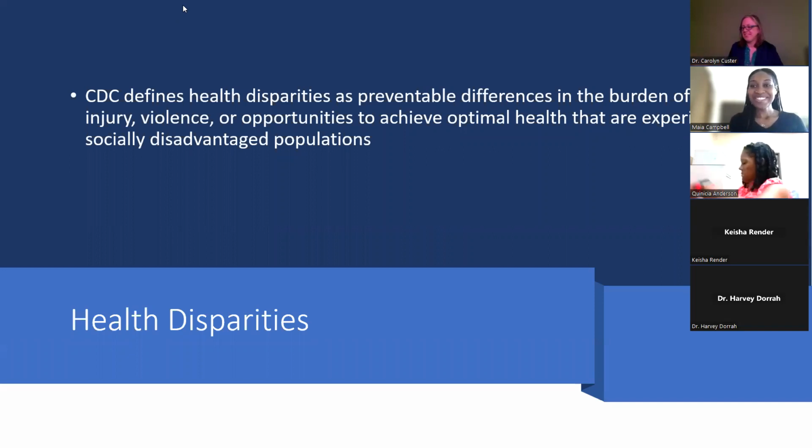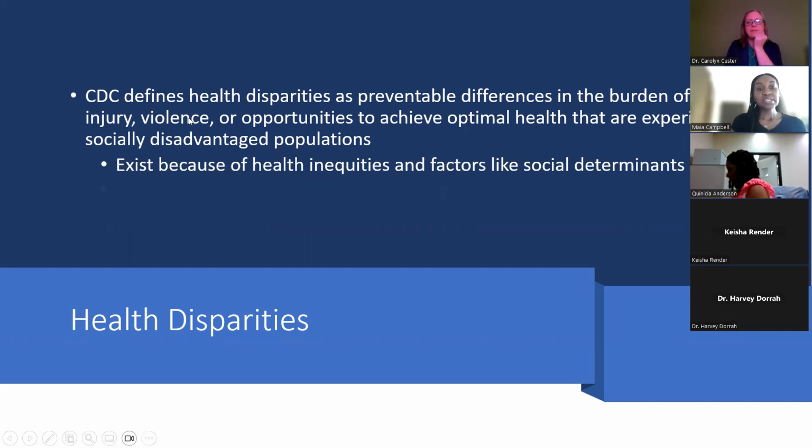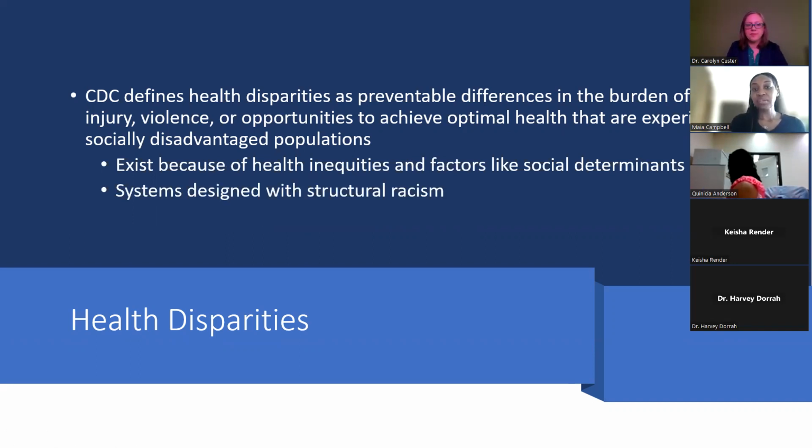Okay, thank you. So what is health literacy? So the CDC defines health disparities as preventable differences in the burden of disease, injury, violence, or opportunity to achieve optimal health that is experienced by a socially disadvantaged population. And these things do exist because of health inequalities and factors like the social determinants of health and systems that are designed with structural racism.